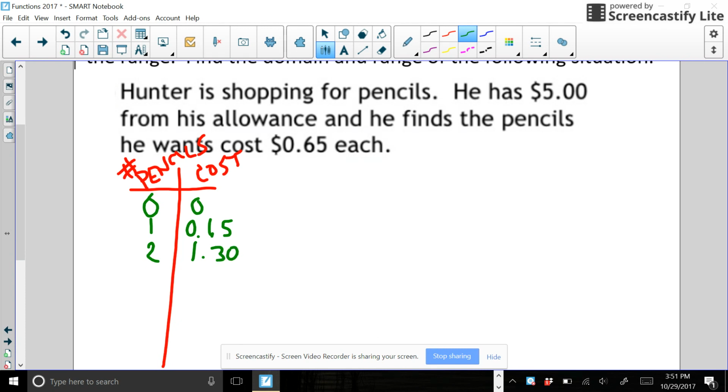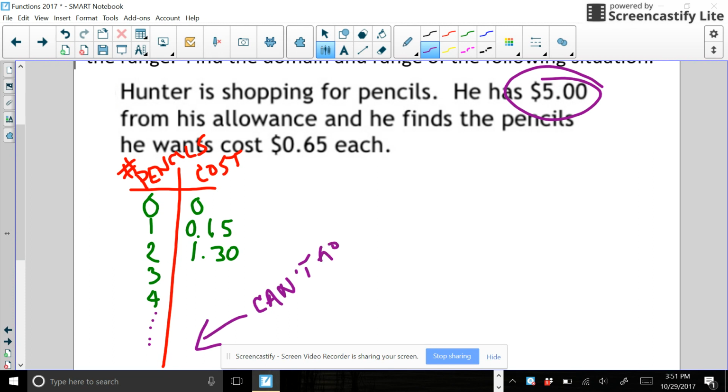Now, could we keep going with numbers forever? The answer to that is no, because he only has $5. So you're going to have to continue your table all the way up until, remembering, you can't go over $5, because that's all he has.